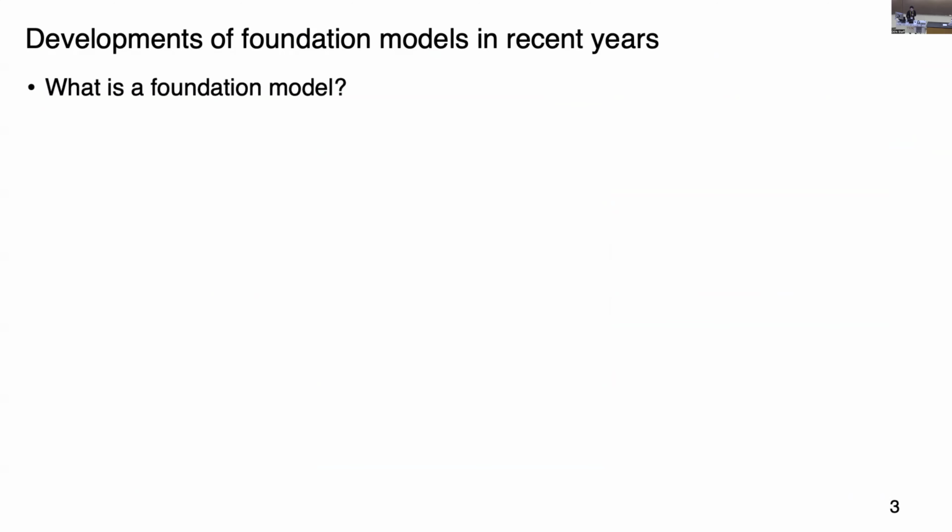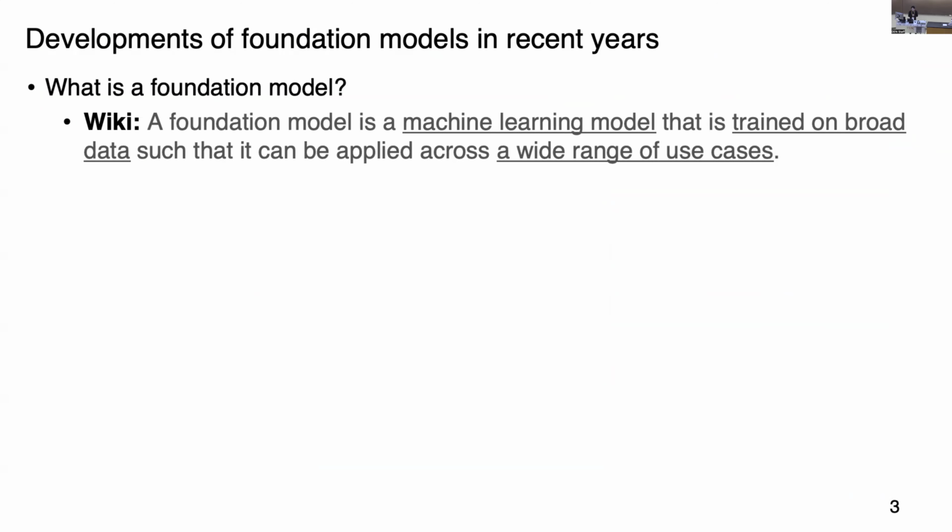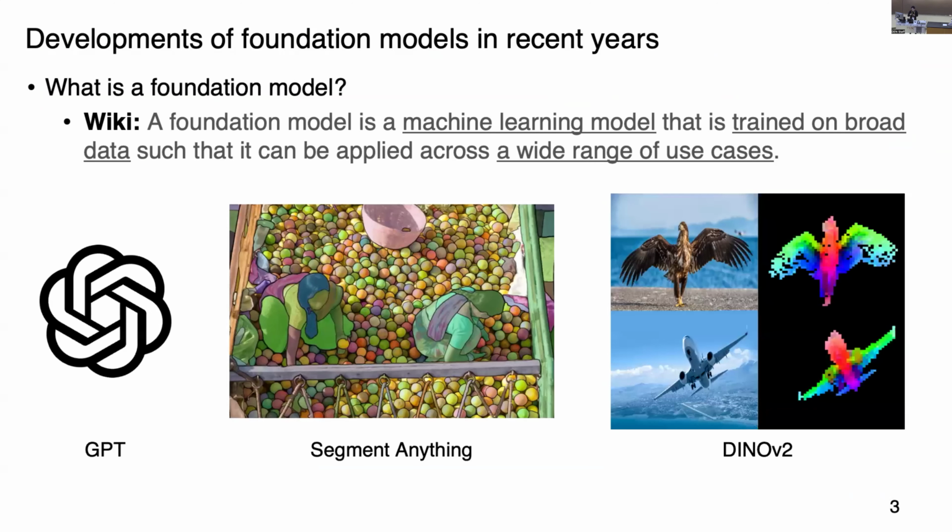So then what are foundation models? Just to make things a little bit more concrete. According to Wiki, a foundation model is a type of machine learning model that is trained on broad data, such that it can be applied across a wide range of use cases. Currently, we call many models foundation models. For example, GPT, SAM, Dino.